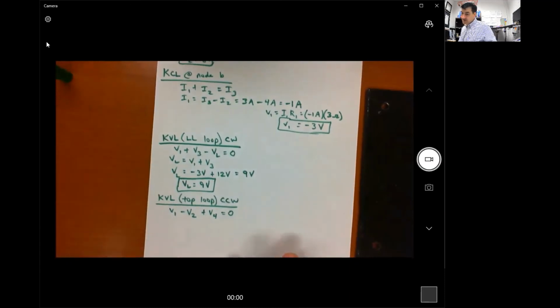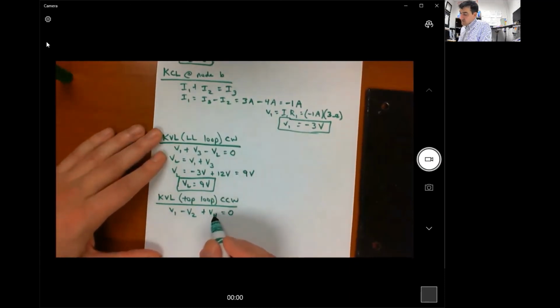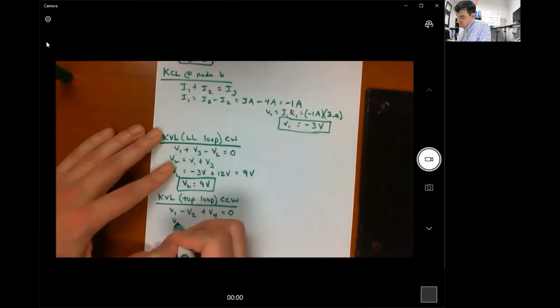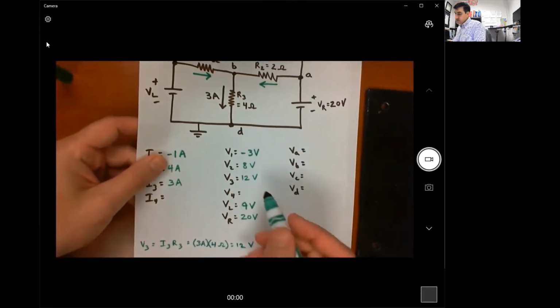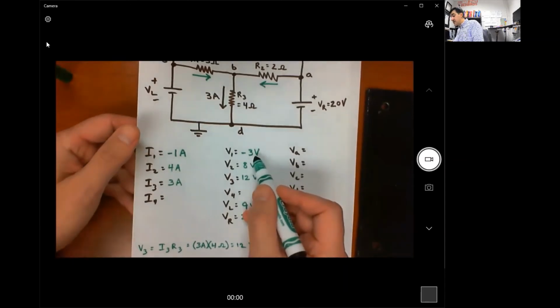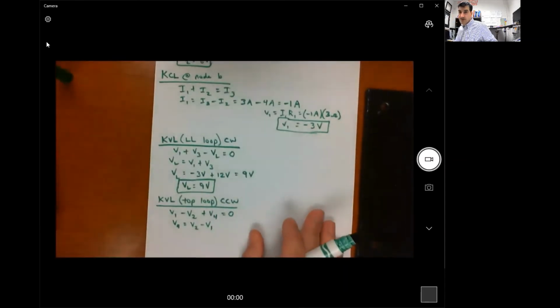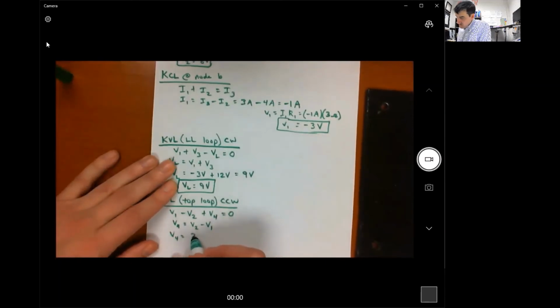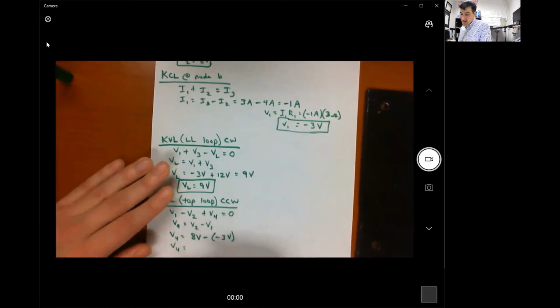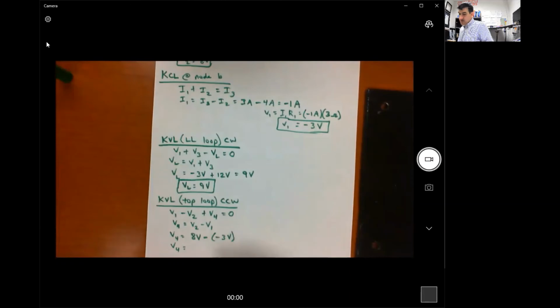All right, and now I'm trying to solve for V4, so I'm going to get that by itself. I'm going to add V2 to both sides and subtract V1 from both sides. V4 equals V2 minus V1. And so we know what V2 and V1 are. V2 is 8 volts. V1 is negative 3 volts. So be careful here. We might be subtracting a negative number. So V4 equals V2, which is 8 volts, minus V1, which is negative 3 volts. So that means that V4 is equal to 11 volts.